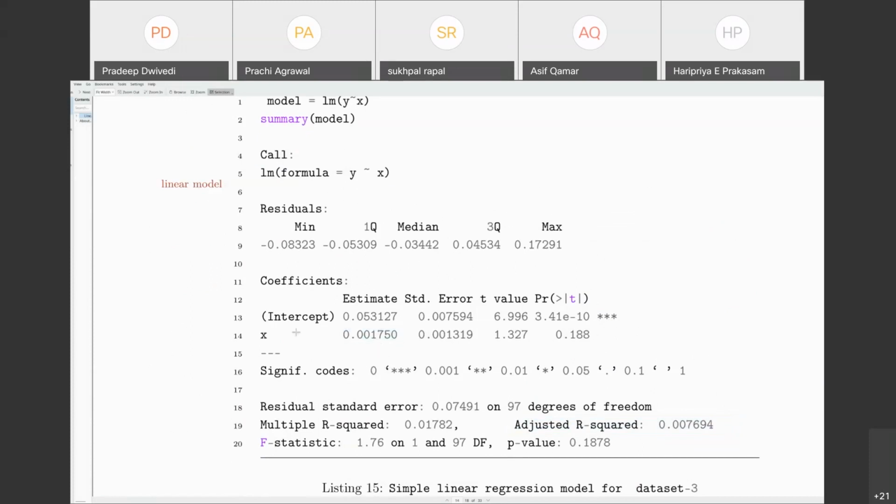So when the slope is 0, what does that mean? Y doesn't really depend on x. Y is just beta naught, isn't it? Because beta 1 is approximately 0. What is another name for such a situation? Null hypothesis, isn't it? And that is why you see the p-value is 18, 19%.